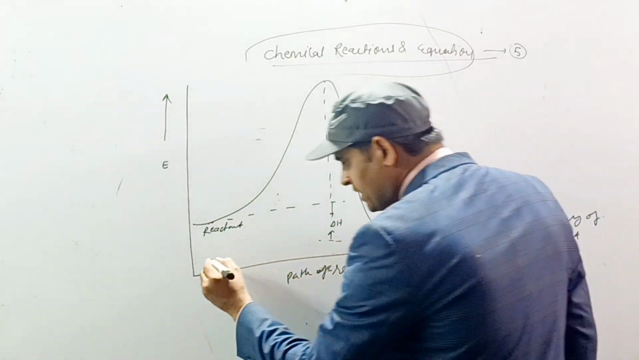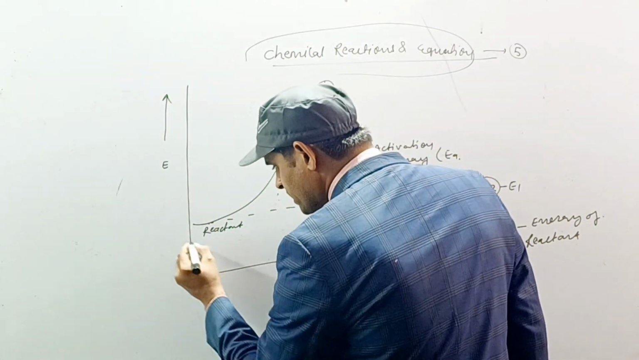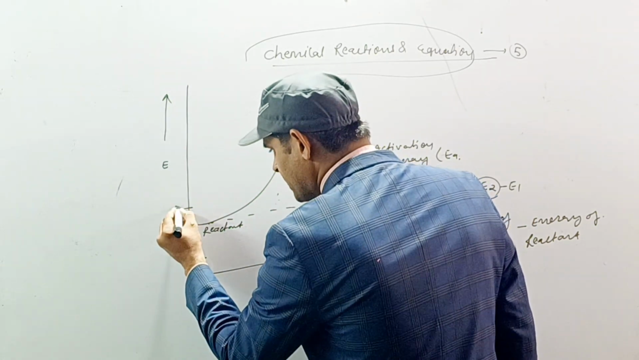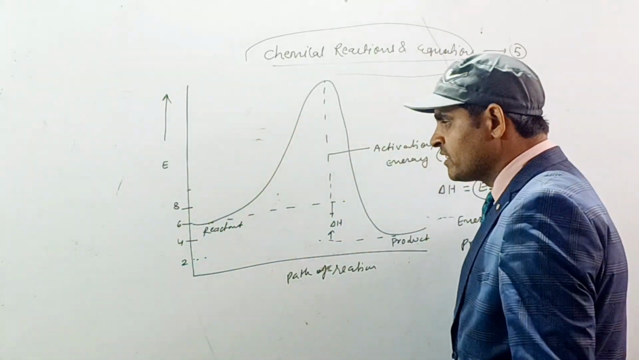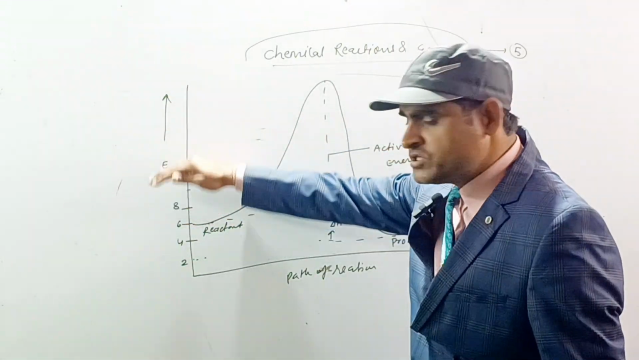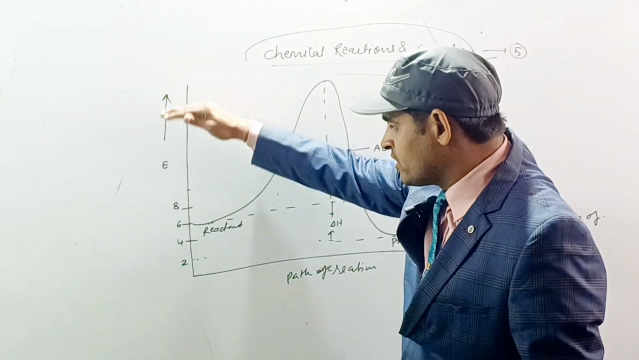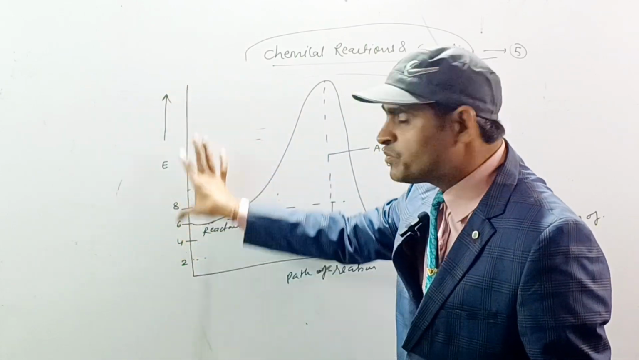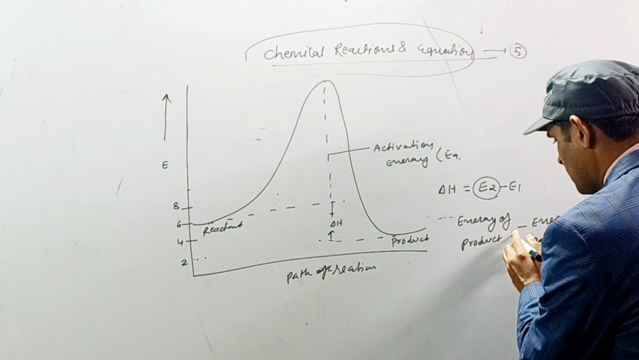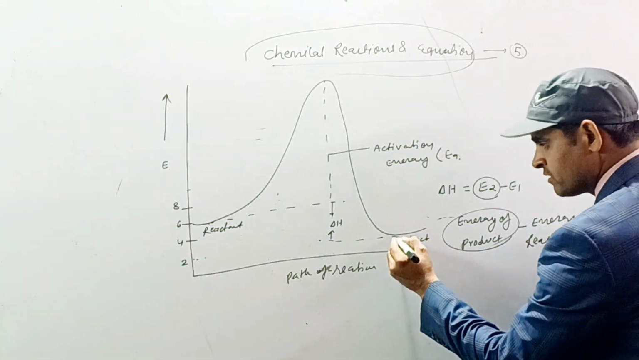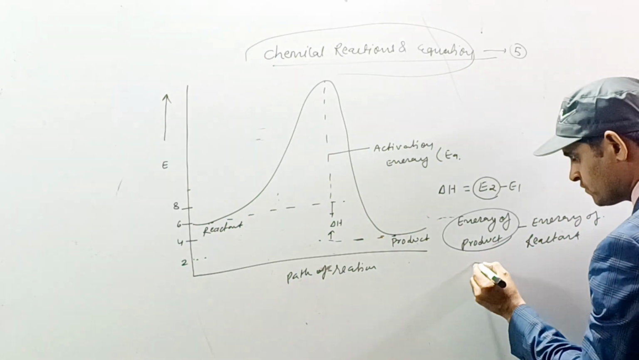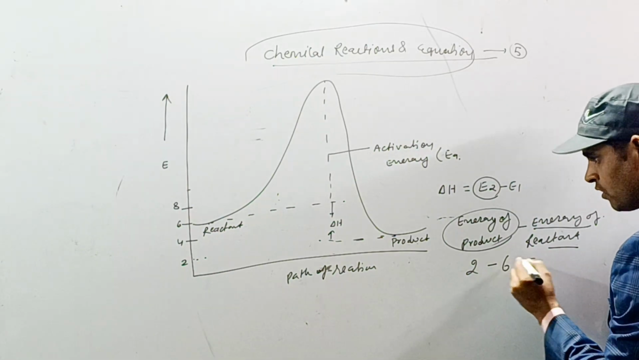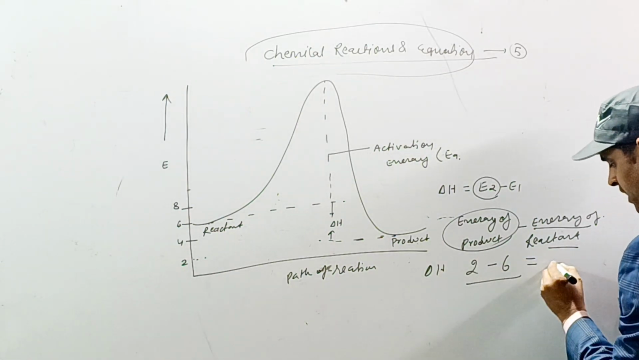For example, the energy levels are 2 kilocalorie, 4 kilocalorie, 6 kilocalorie, 8 kilocalorie. Potential energy increases from bottom to top, and this energy level is shown as potential energy. According to this graph, the energy of product 2 minus the energy of reactant 6 shows the del H value is minus 4.